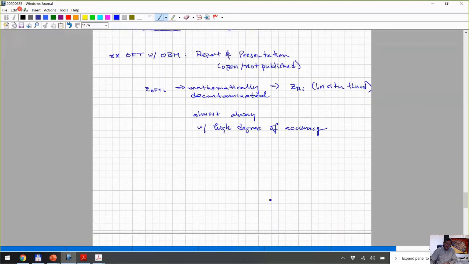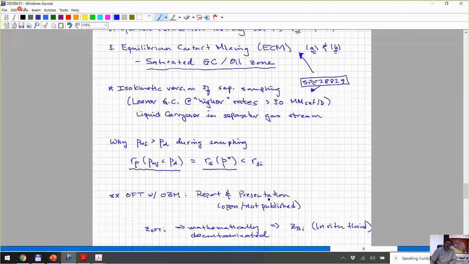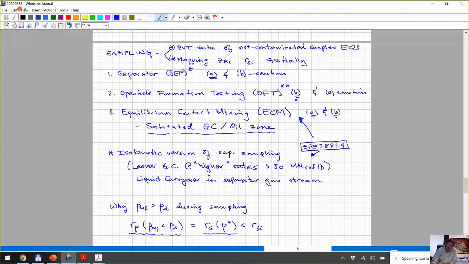Okay? And consequently, that's why I said this is always good for getting compositions for mapping, because you have an exact X, Y, Z coordinate for mapping and an exact or very near exact in situ composition. You might convert that composition to a CGR through a multi-stage separator process, or this simple correction using the C5 plus, mole percent, C6 plus. But basically it's very reliable for the mapping part.